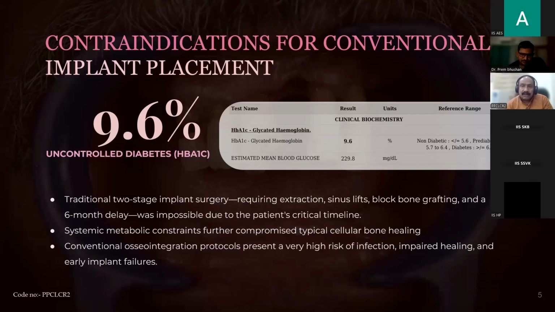So the conventional implant protocol is not possible in this case. Traditional two-stage implants requiring extraction, sinus lift, block bone grafting, nerve lateralization, everything is not possible. And the patient won't allow 6 months. Systemic metabolic constraints further compromise typical cellular bone healing. Conventional osseointegration protocols present a very high risk of infection, impaired healing, and early implant failures.